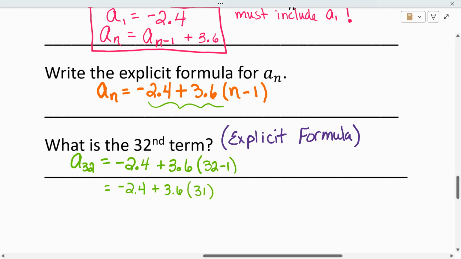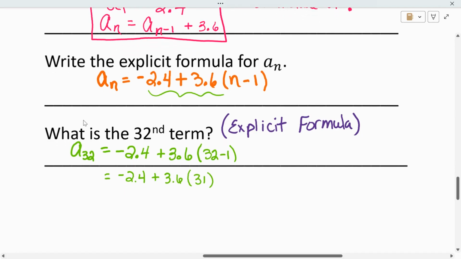You can plug all of that into your calculator, and I want you to do that. Negative 2.4 plus 3.6 parenthesis 31 close parenthesis. So what is our 32nd term? 109.2.